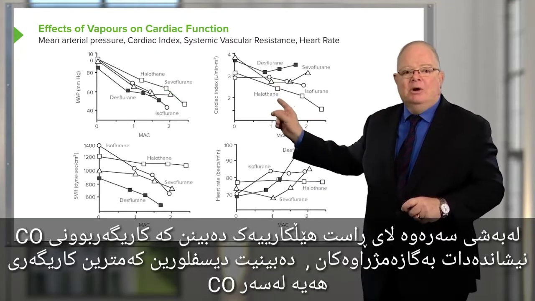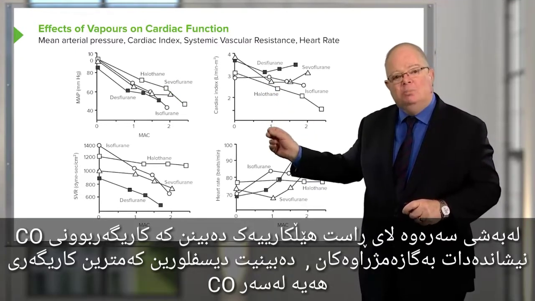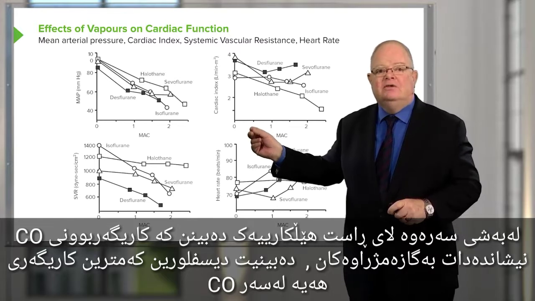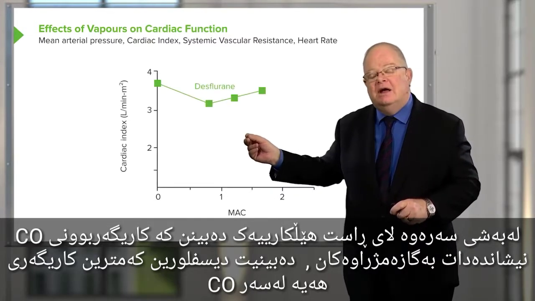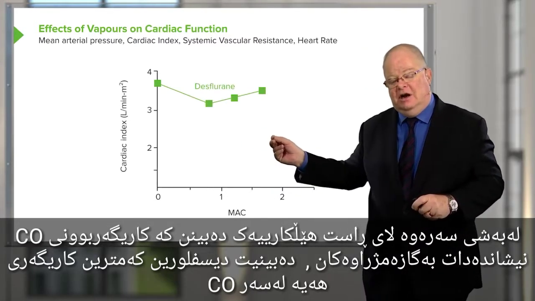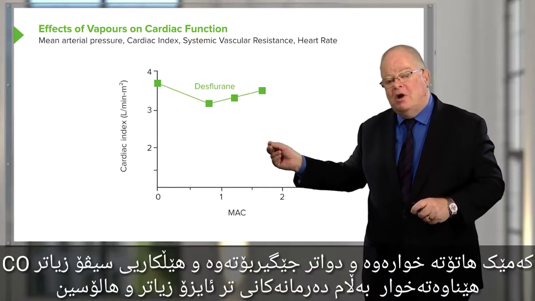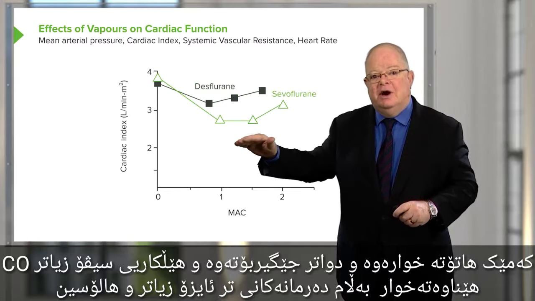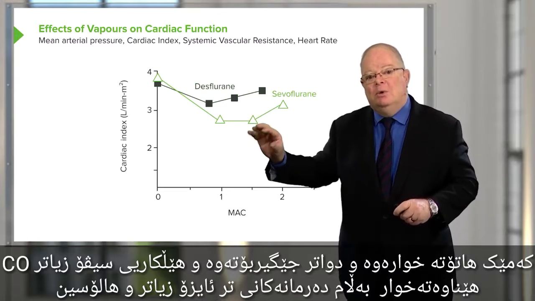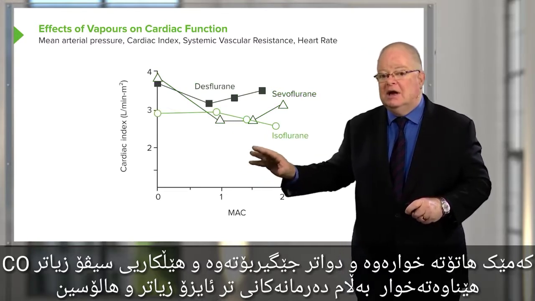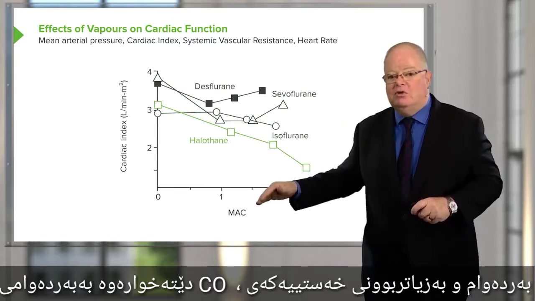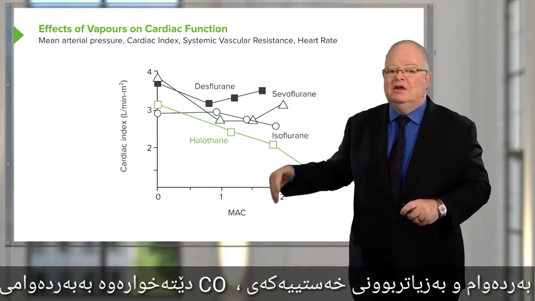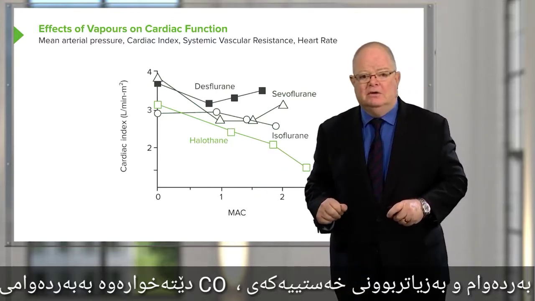On the right upper graph, you're looking at cardiac output affected by vapors, and you can see that desflurane has a very slight effect on cardiac output. Initially a bit of a drop, and then it tends to come back and stabilize. Sevoflurane, a bit more profound, but the older drugs, isoflurane and particularly halothane, a continuing drop in cardiac output as the concentration of the vapor is increased.